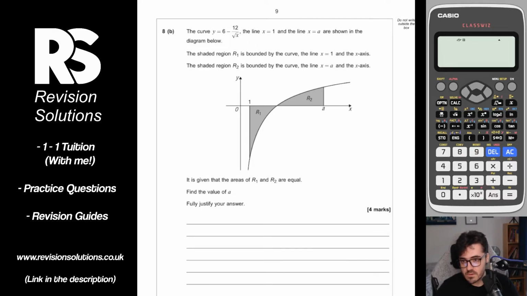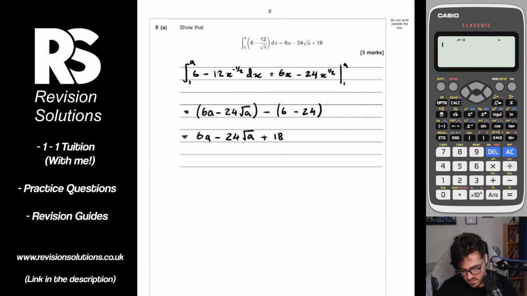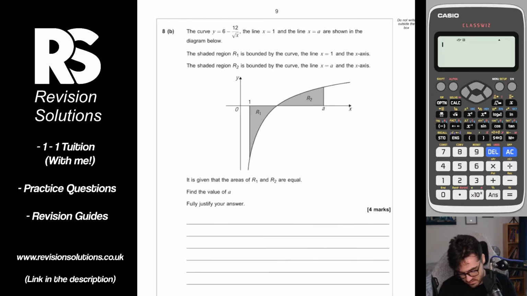So that's really important. Can we find the value of a? Fully justify your answer. So if the areas of R1 and R2 are equal, and R1's all below the x-axis and R2 is above the x-axis, that means if we integrate over the whole area, the positive and negative areas will cancel out to 0. So the expression we found earlier for that area actually needs to sum to 0. So 6a minus 24 root a plus 18 must equal 0.